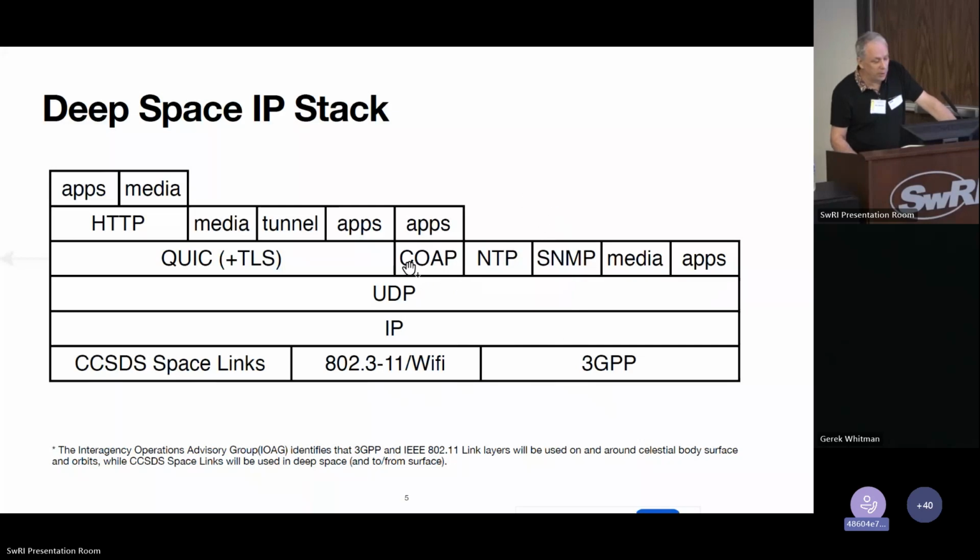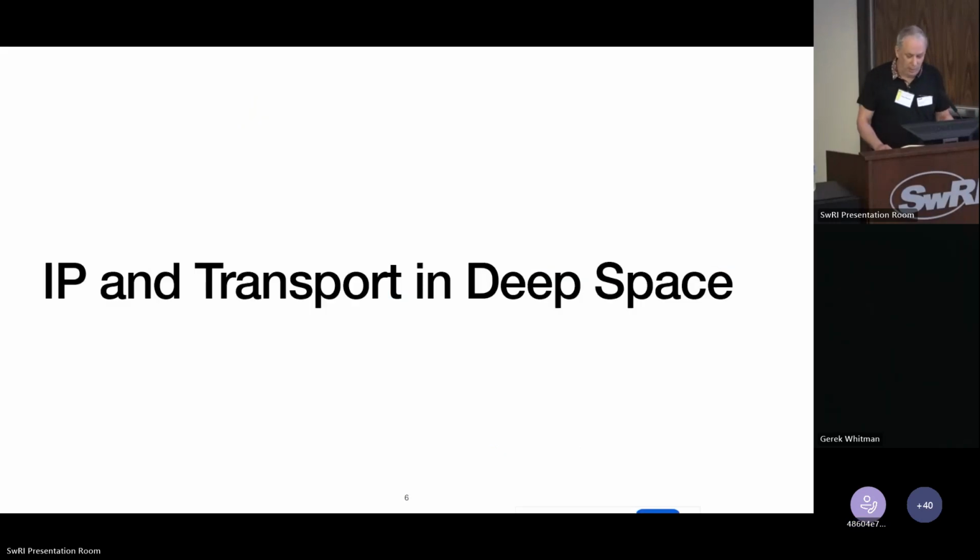We have CoAP, which I'll come back to in a minute, but CoAP is an optimized protocol for IoT. Then we have QUIC that provides security, and over QUIC you can have apps, tunneling, media, and then you can have HTTP that also does apps and media. I'll go from the bottom up during this presentation, with a bit of focus on applications itself.